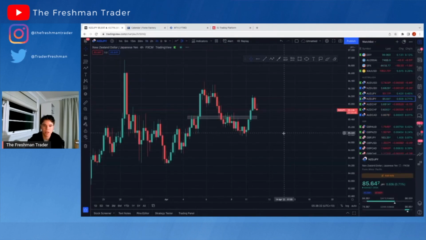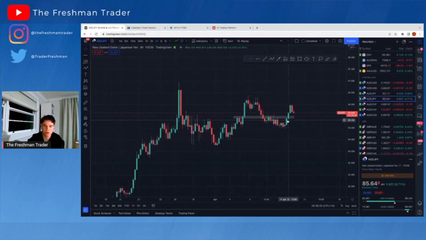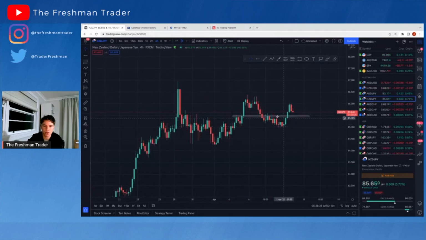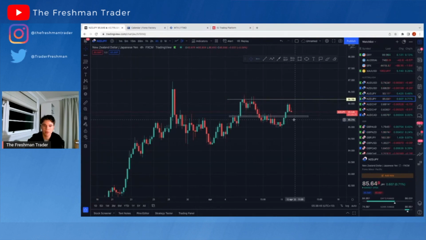New Zealand dollar, Japanese yen is a very similar story. We can see we've broken and closed above this key structure over here. We're pushing into this level over here, but if we see price reject and create that new higher low structure, I'm very happy to take some buys off of this level.